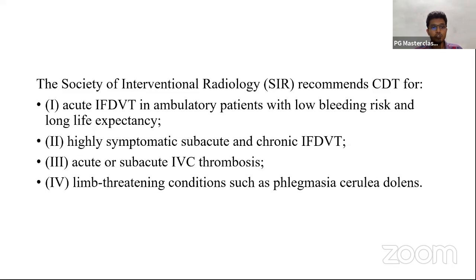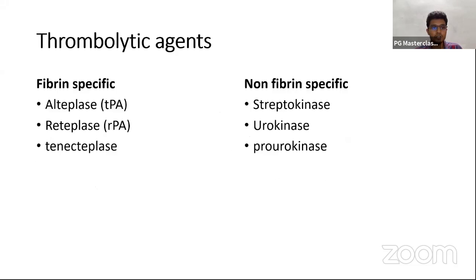The SIR, the Society for Interventional Radiology, recommends catheter-directed thrombolysis for patients with acute iliofemoral deep vein thrombosis in ambulatory patients with low bleeding risk and long life expectancy. Patients who are highly symptomatic with subacute and chronic iliofemoral deep vein thrombosis. Patients who are acute or subacute having IVC thrombosis. Limb-threatening conditions such as phlegmasia cerulea dolens, SIR recommends catheter-directed thrombolysis.